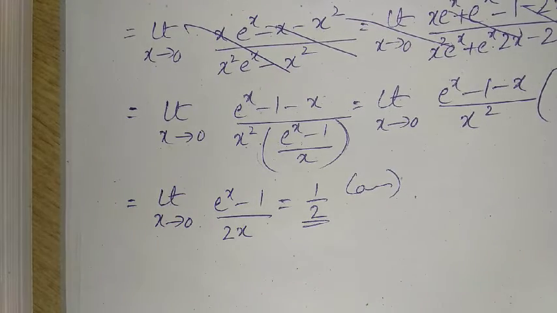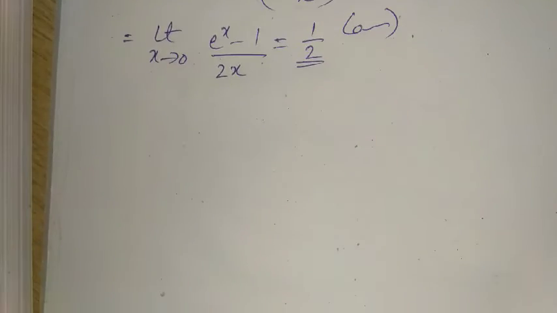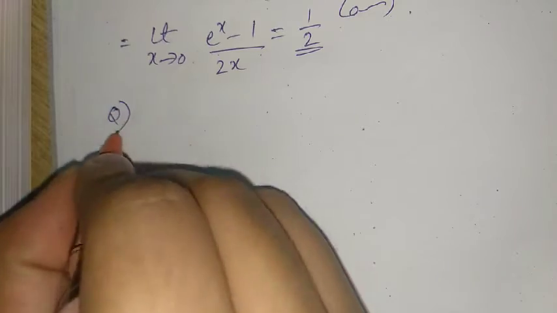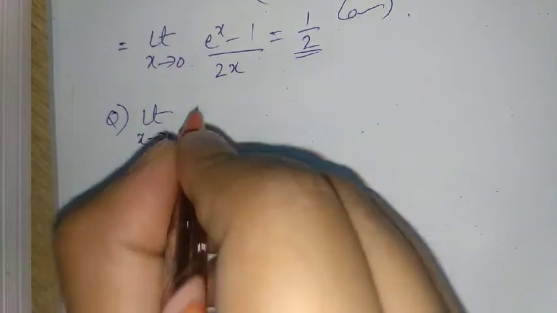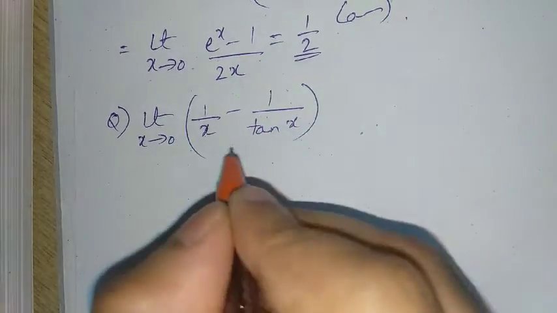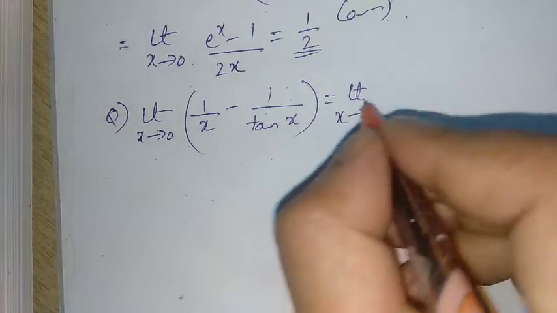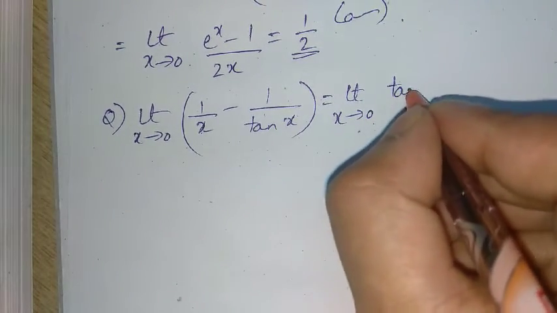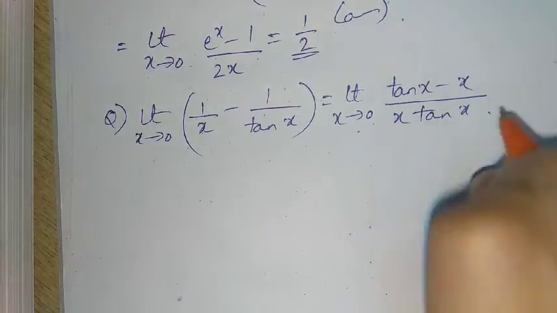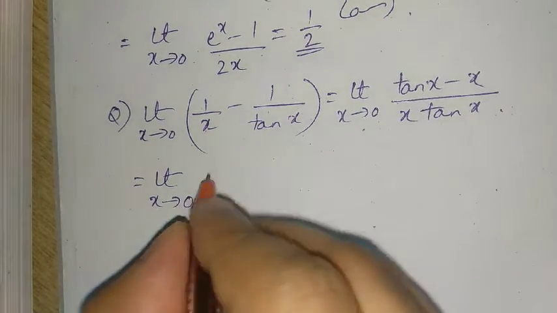Okay, a very simple question. So we will do one more question before we move on to the next module. Okay, so the next question is limit x tends to 0, 1 by x minus 1 by tan x. To solve this question, first of all, we will take the LCM: tan x minus x by x into tan x. Okay, and then we will multiply and divide by x in the denominator.